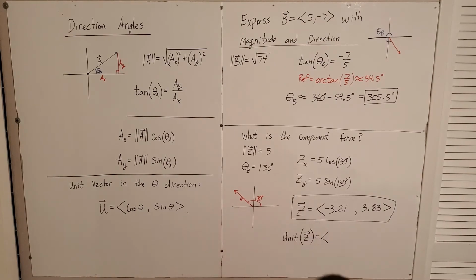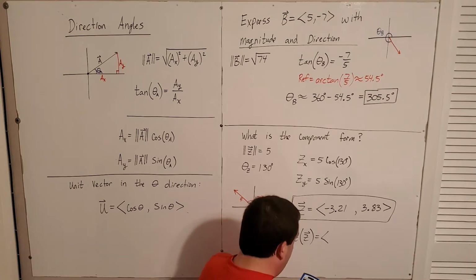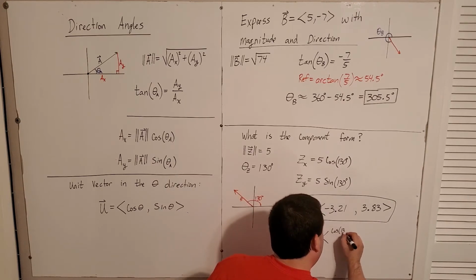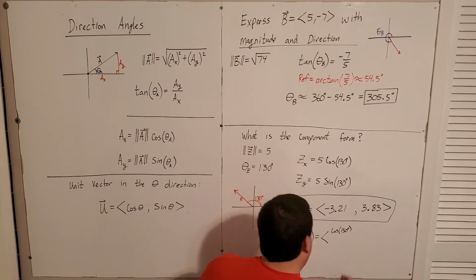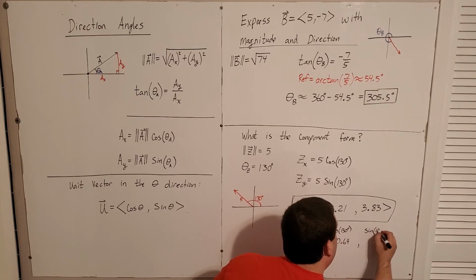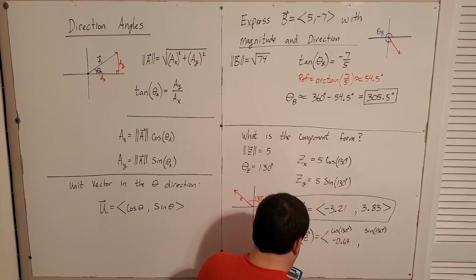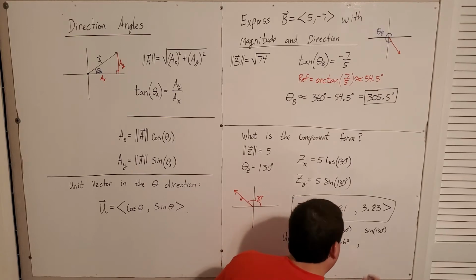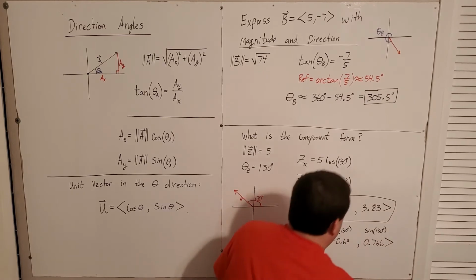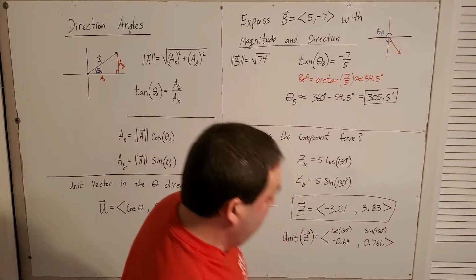Let's go ahead and crunch that up. All I'm going to do is cosine of 130, negative 0.64. And sine of 130, 0.766. Okay?